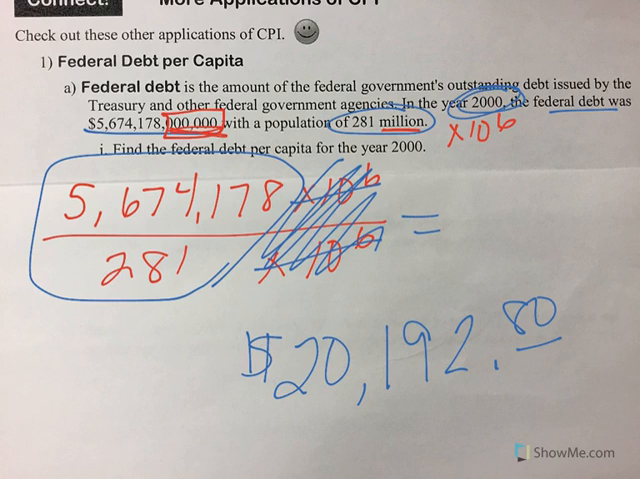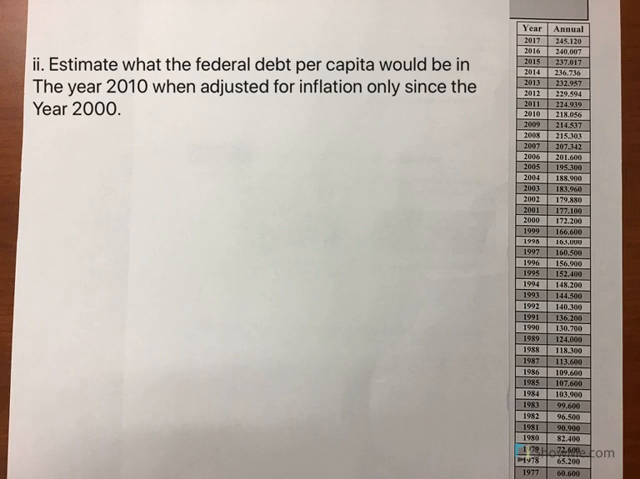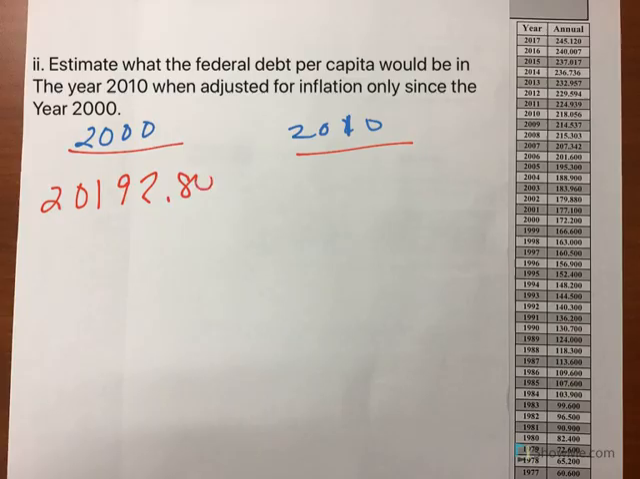And so that was the overall debt, which if you think about it, that's a lot per person. I'm not giving up $20,000 to help the federal debt, right? That's crazy. So now we're going to estimate what that would be in 2010 if we adjust for inflation. So we're now comparing 2000 to 2010. Well, we just found that in 2000, the federal debt per capita was $20,192.80, right? Is that the right number? Yes. Okay, 2000, here's my CPI, 172.2.